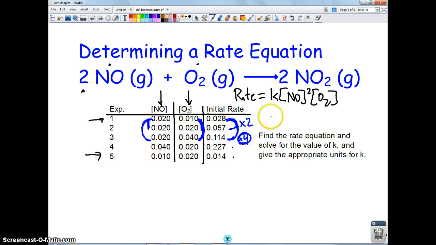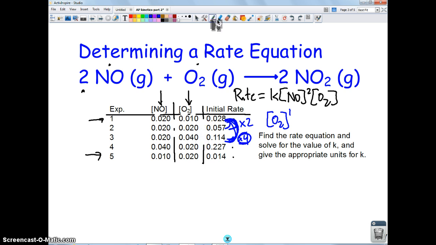So with respect to the oxygen, we know that that's going to be first order. Because when I double the concentration of O2, I double my rate. When I quadruple the concentration, I quadruple my rate. All right? So now let's look at it with the other things. Let's erase these, and we're going to compare different substances.